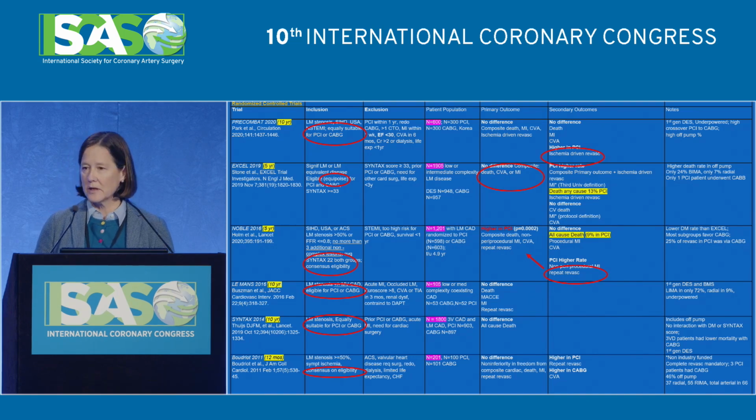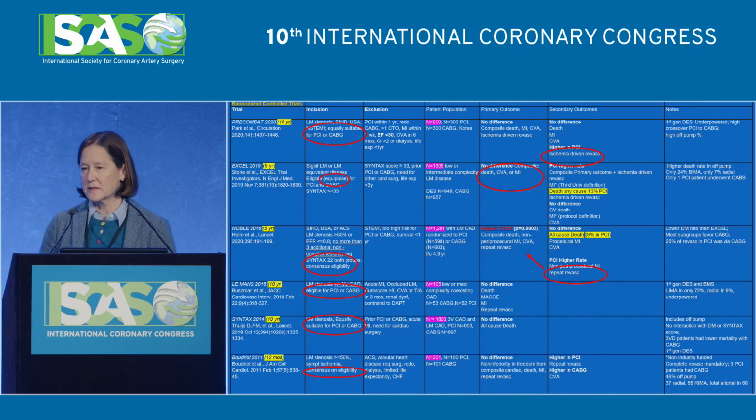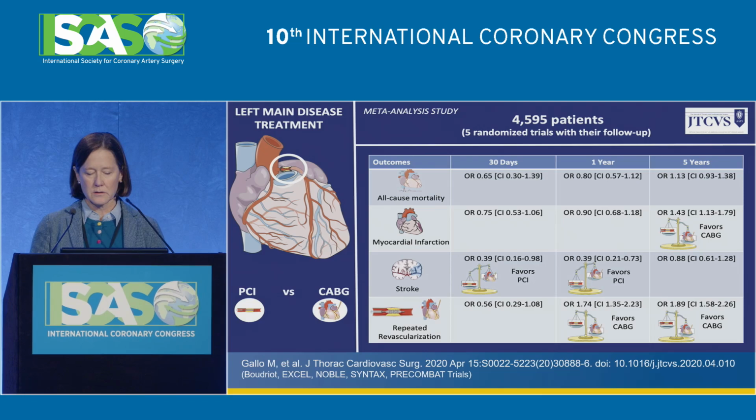So you can see there are low SYNTAX scores, and they tended to be patients that are in their mid-60s and low risk, if you will. If you look at the primary outcome, it's the same in most trials, no difference between the primary outcome, which is a composite of multiple things that we call MACE. But if you look at the NOBLE trial, you can see repeat revascularization was included in the primary outcome, which made CABG better. We heard a little bit about the importance of repeat revascularization this morning.